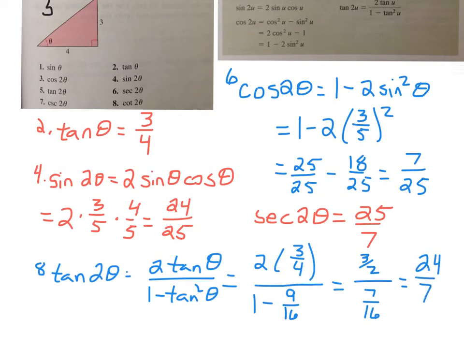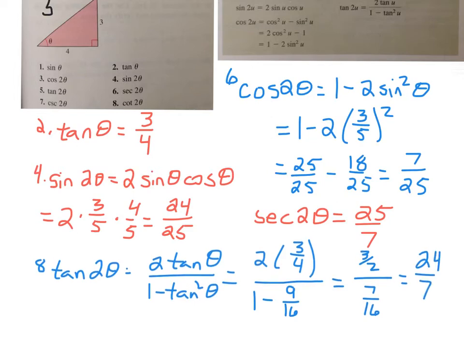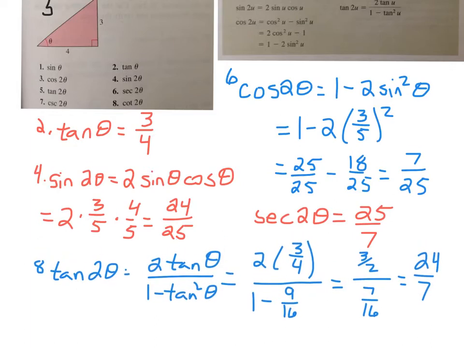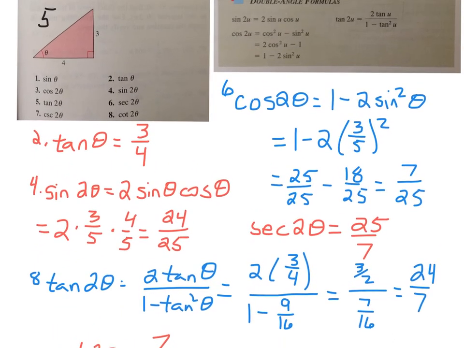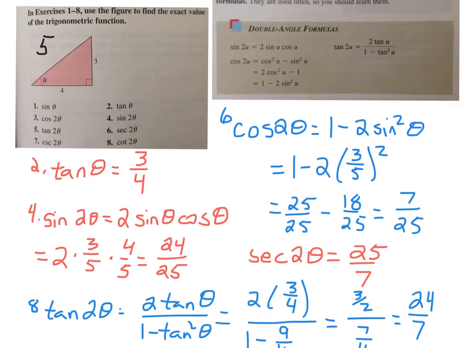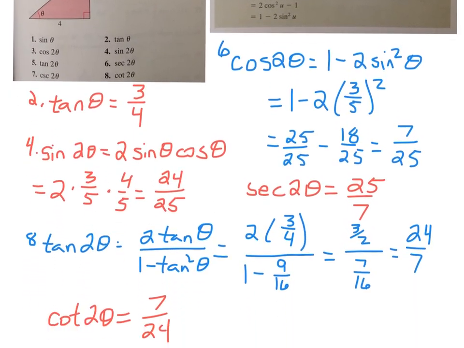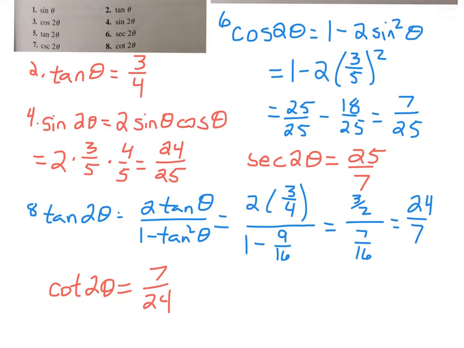And again, we're not asked to find tangent. We are asked to find cotangent. So I'm just going to take the reciprocal of that. So then cotangent of 2 theta in this case is 7 over 24. Okay, so really not a whole bunch going on. Just trying to remember these formulas, and so you're just going to have a lot of that.